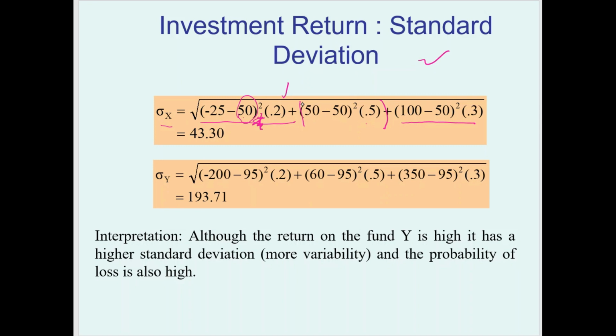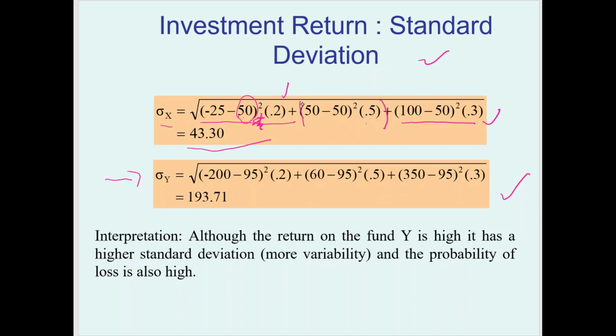Okay, so you should be getting, and I hope that you are also trying as we go along with this explanation, you should be getting 43.30. Okay, and I hope that you can repeat the same procedure for the second, which is the standard deviation of your fund Y. Remember, it is just the same procedure here. It's just that you plug in the appropriate value for that fund.